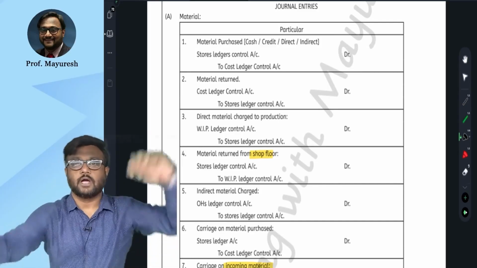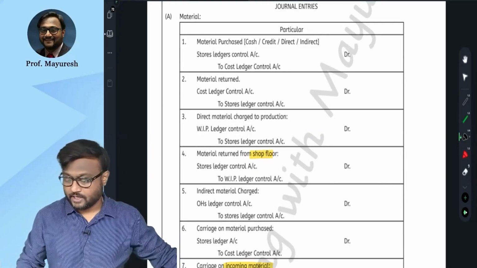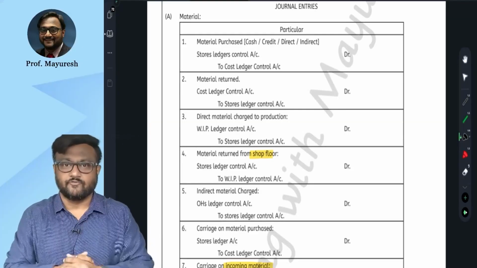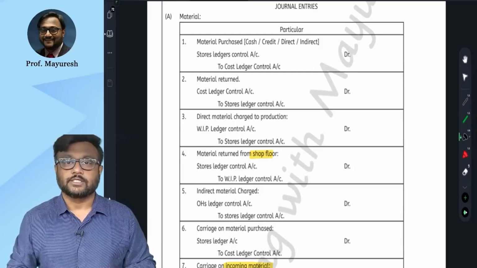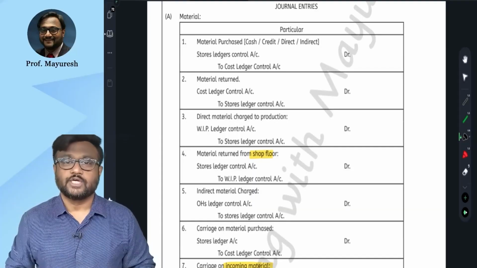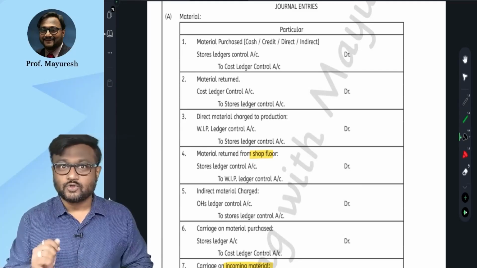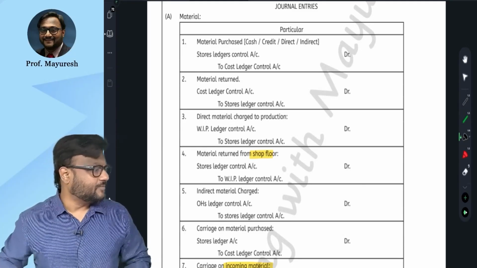Good morning, everyone. So we have already completed entries related to material. Let me revise everything for you. Material purchased, stores to CLC. Material returned, CLC to stores. I hope you are understanding this. I hope you are recollecting this. Please keep your videos on.